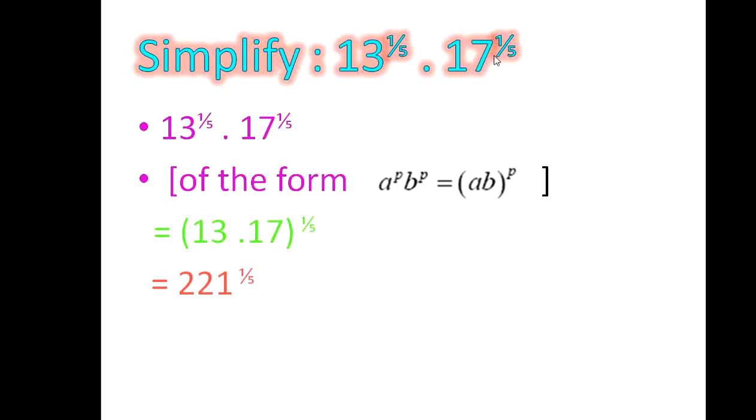So what we can do, it is of the form a to the power of p and b to the power of p. Correct? So you will multiply those two real numbers and you have to put the power as common. Okay, so 13 into 17 to the power of 1 by 5. 13 into 17, if you do, you will get the answer 221 to the power of 1 by 5. That's it. That's the answer.